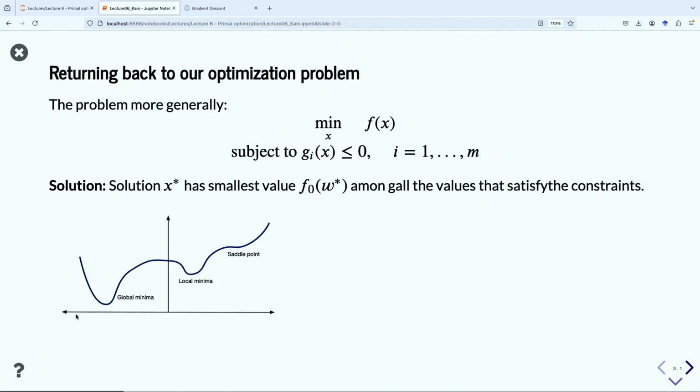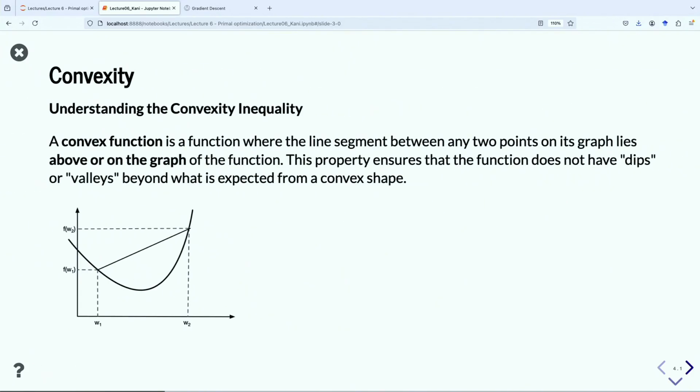Now, that's what we want to find, but the issue is that finding that global minima is a hard problem. It's a hard problem because it's just a hard problem. Finding a global minima for any given function is a hard problem. And that's why we have to group functions by their characteristics in order to develop new techniques and new methods for optimizing them. Namely, one important property of functions is what's known as convexity.